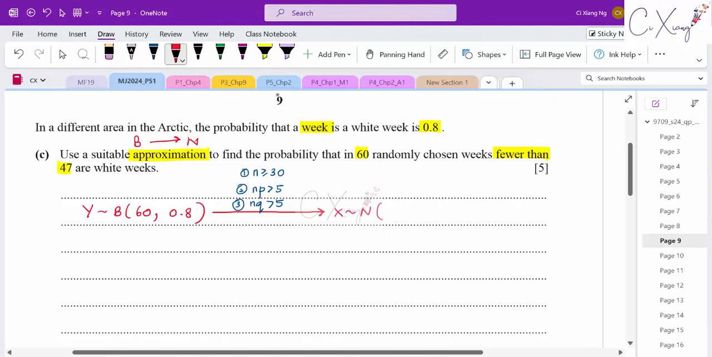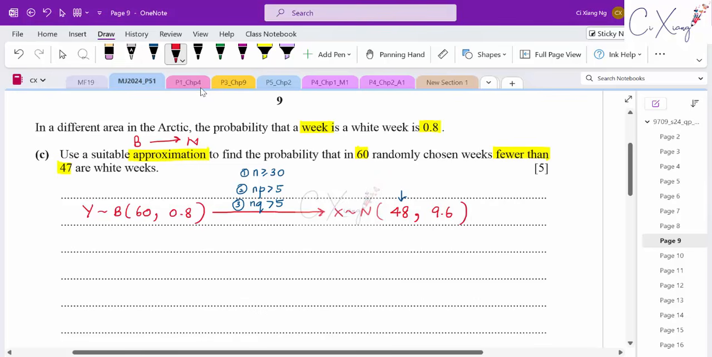For the normal distribution, the first parameter is the mean. How can I get the mean from binomial? You take n times p. n is 60, p is 0.8, therefore you get 48. Then how to get the variance? The variance will be npq, so n 60 times p 0.8 times q 0.2. By right, you will have 9.6.